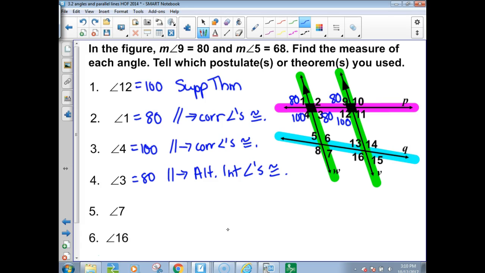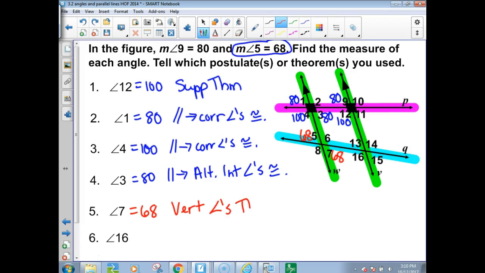Okay, now it says angle 7. Is it 80 or 100? Well, why isn't it 80 or 100? Why are there different numbers down here? We have to remember they said angle 5 is 68. All right, now careful. Angle 7 would be 68 because it's vertical with angle 5. So it's just the vertical angles theorem.